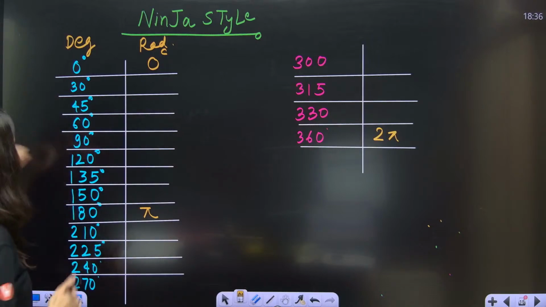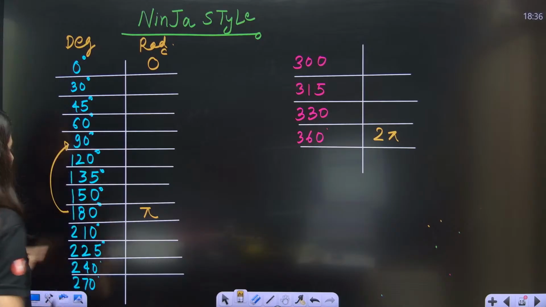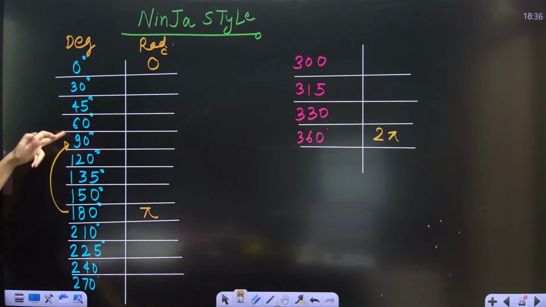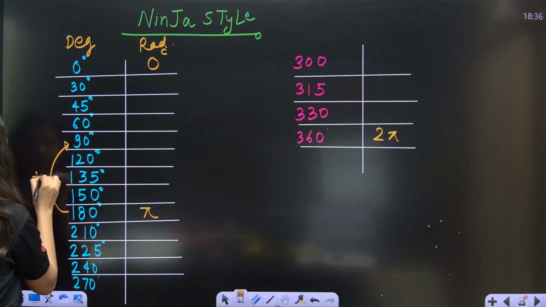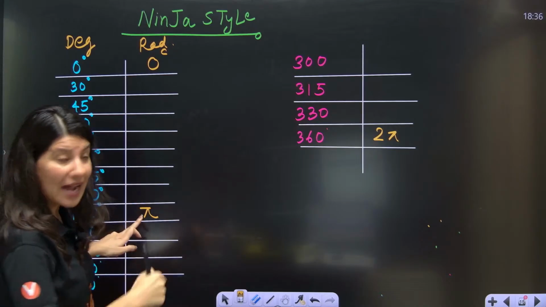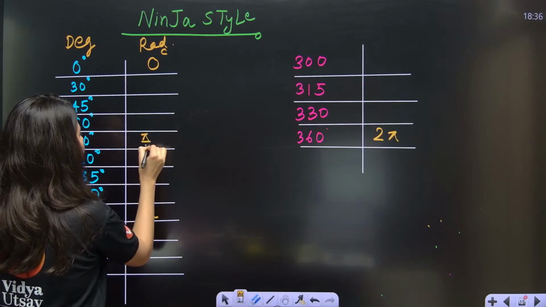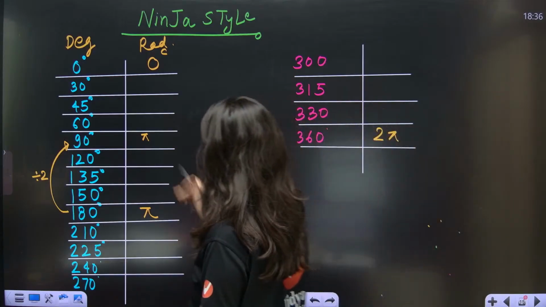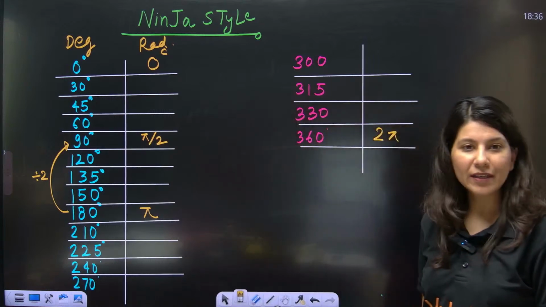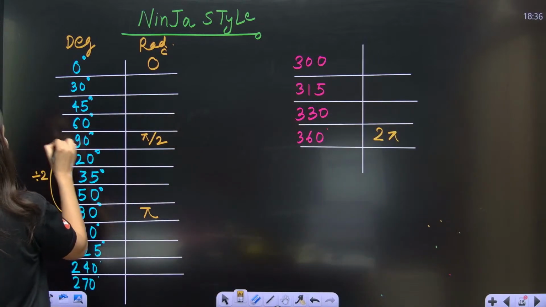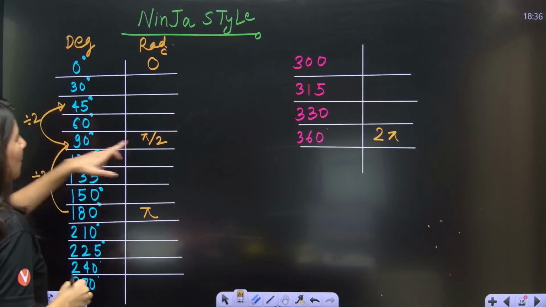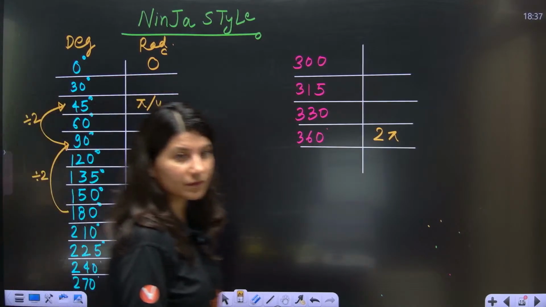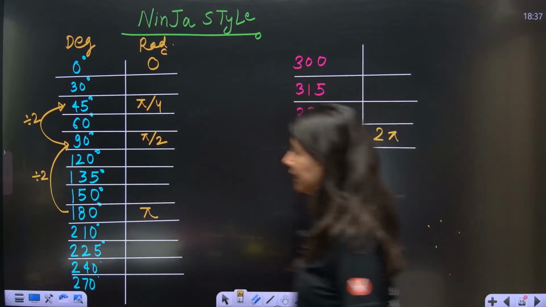180 degree and 90 degree. Can you tell me what is happening? You are actually doing half. 180 divided by 2 is your 90 degree. So that is why pi divided by 2 is your 90 degree, everybody. So pi by 2 you know. Then 90 degree and 45 degree, again divide by 2. So pi by 2 divided by 2 is pi by 4. Okay, all right, clear.